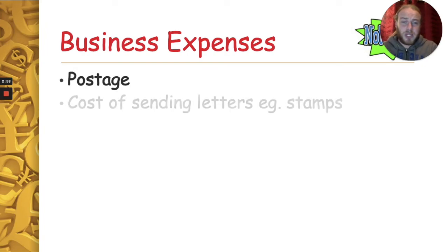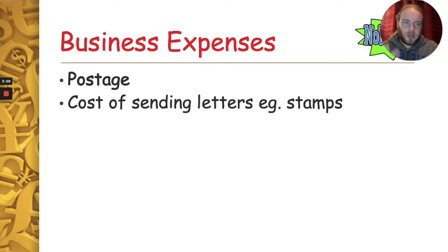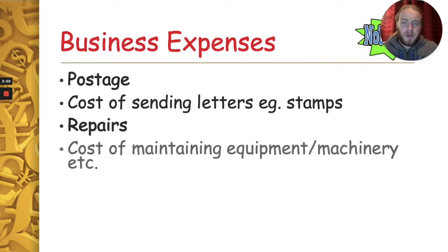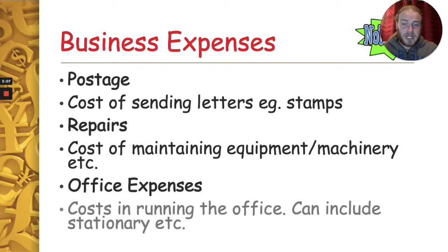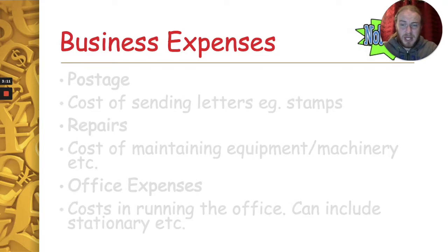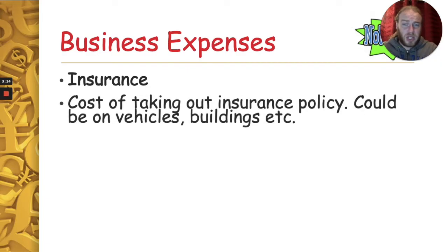Postage is literally paying for stamps, letters, etc., for sending out letters. Repairs is literally the cost of maintaining any equipment or machinery you might have in the business. Office expenses are the general running costs in the office, so usually include stationery and that type of thing. Insurance, then, you would have looked at in the insurance chapter, but it's the cost of taking out an insurance policy. There's lots of different types of insurance policies, like on vehicles, buildings, etc. We looked at those in the videos on insurance.